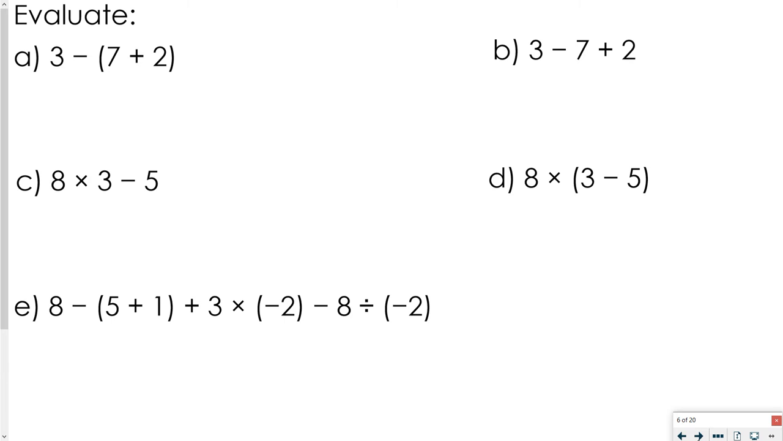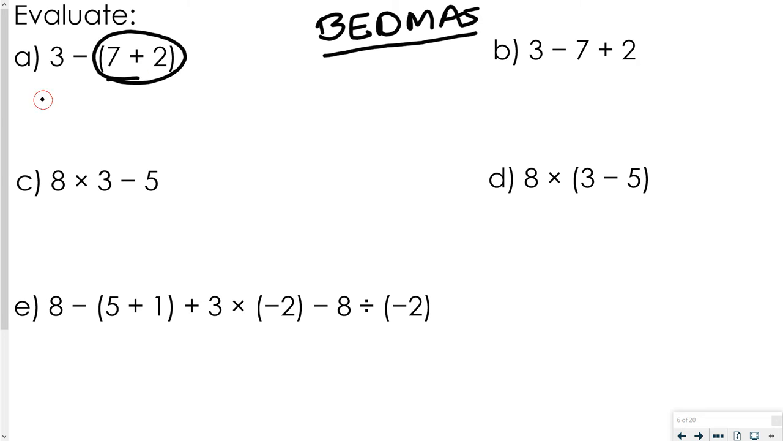So let's take a look at what this means in terms of putting it together in an expression. So in A, we have 3 subtract 7 plus 2. Remember, please, order of operations. Order of operations says that I have to do brackets first. So in this case, I'm going to do these brackets first. So I get 3 minus 7 plus 2 is 9. 3, take away 9. So I start at 3, move 9 to the left. I'm going to end up with 6 negative.